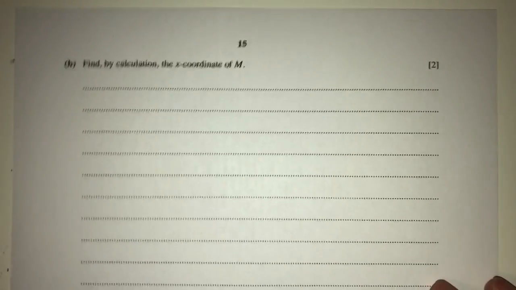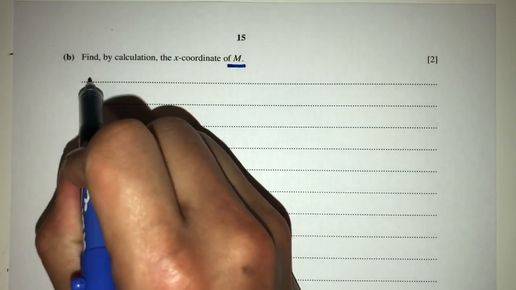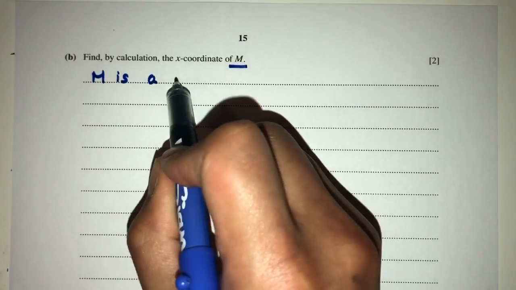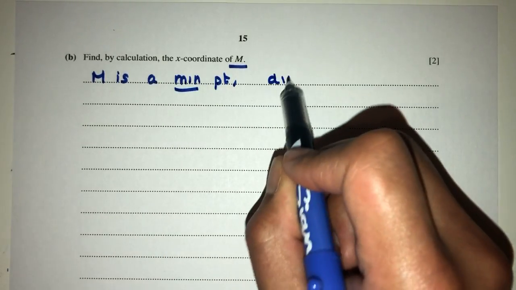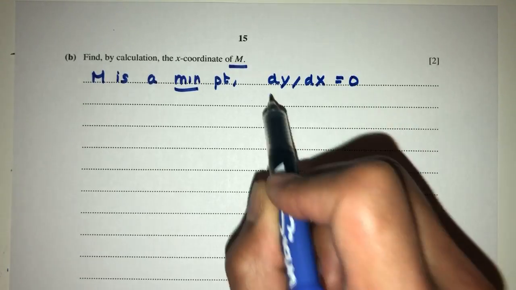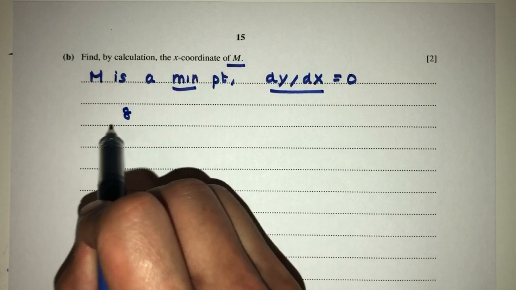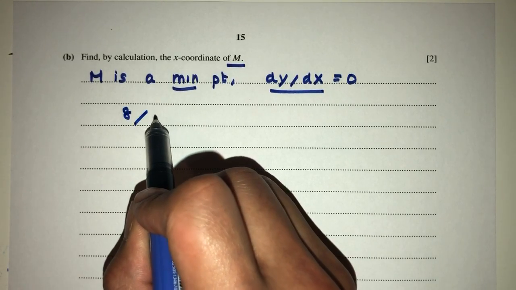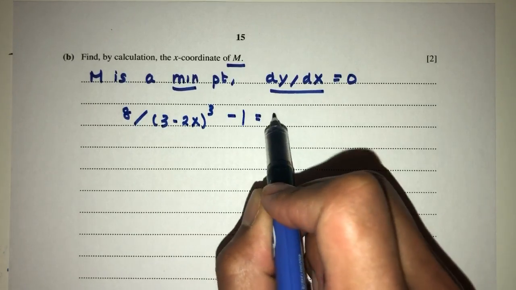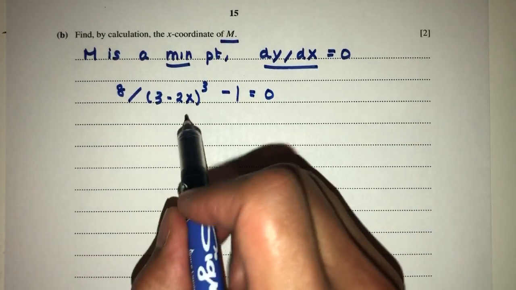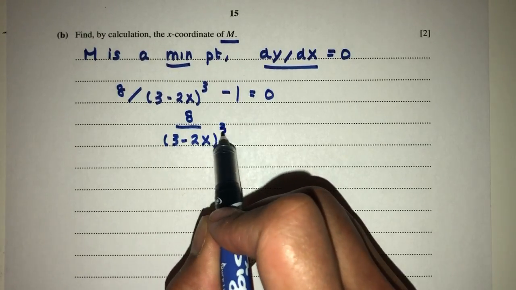Now let's move on to part B. We have to find by calculation the x value of the point M. We know the point M is the minimum point. And what do you know? At a minimum point, dy by dx has to be 0. What is dy by dx? We found it was 8 over (3 minus 2x) to the power 3, minus 1, equal to 0. So let's solve. It will be 8 over (3 minus 2x) to the power 3 equal to 1.